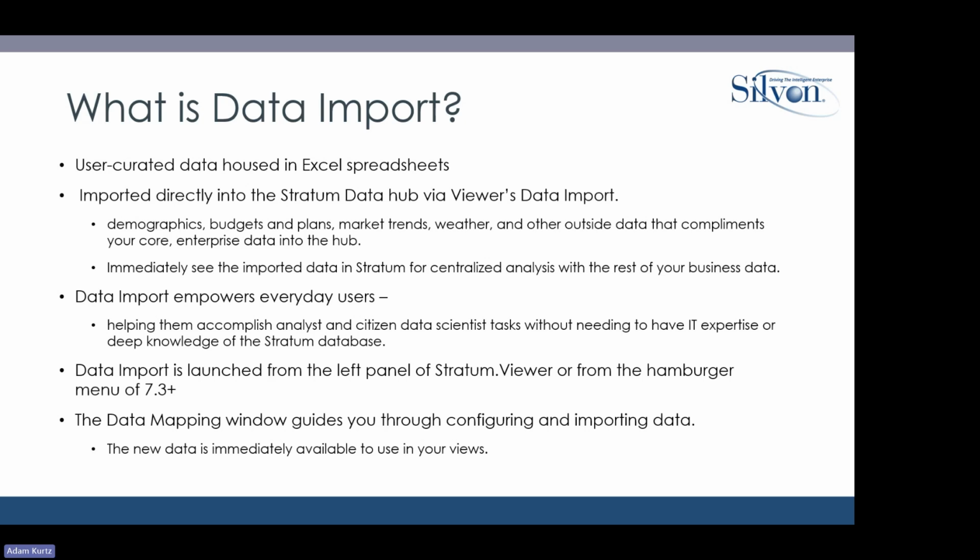So anything that is prior to 7.3, this menu would be accessed through that left frame menu. The data mapping window that you'll get through the data import process will guide you through configuring and importing the data from Excel, and you'll see this in the demo. It's rather easy. There's some AI built into it so that it knows how to map some of the data once you've already told it how to map it.